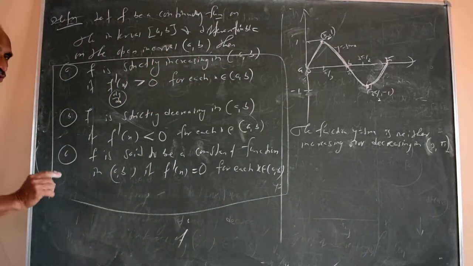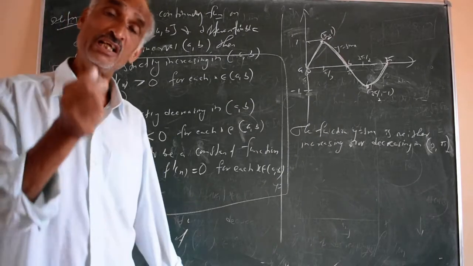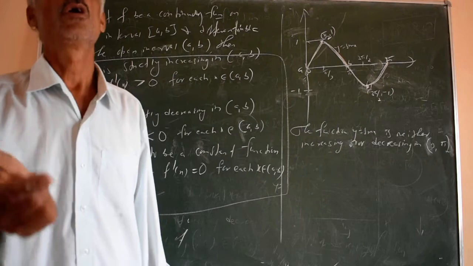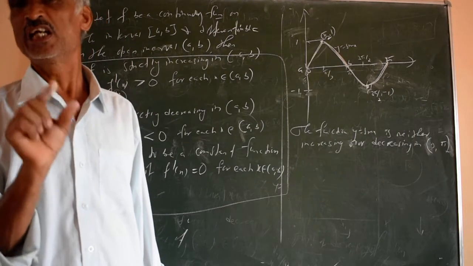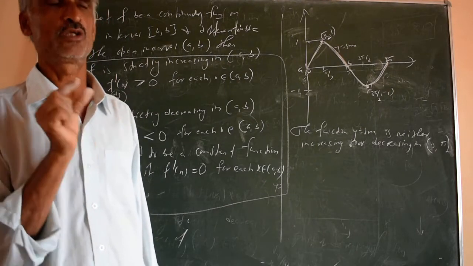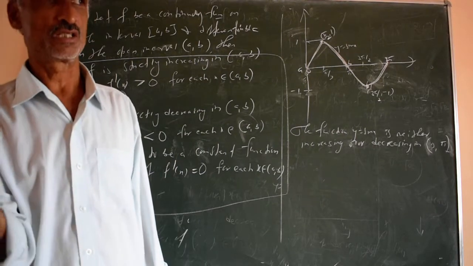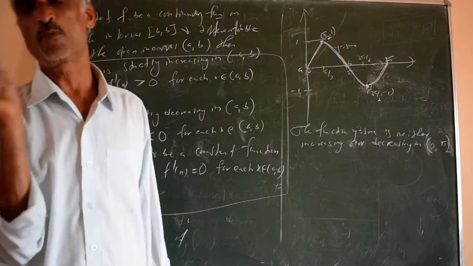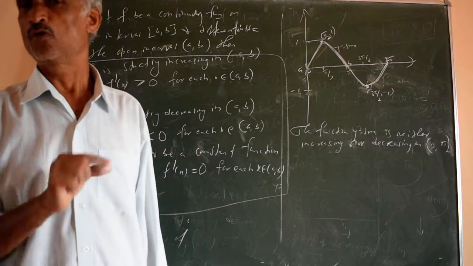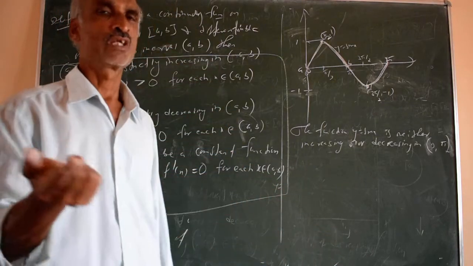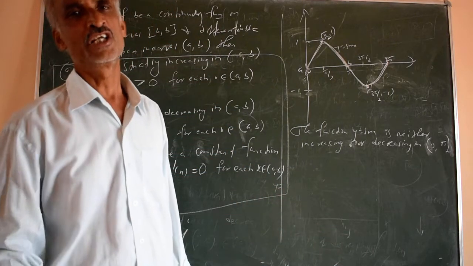You have to work out f dash of x in that interval and see whether f dash of x is positive or negative for the values of x belonging to that interval. For 3 to 5, x can be taken as 3.1 or 3.2 or 4.99. For those values, if f dash of x is positive, then it is strictly increasing. If f dash of x is negative, then it is strictly decreasing.